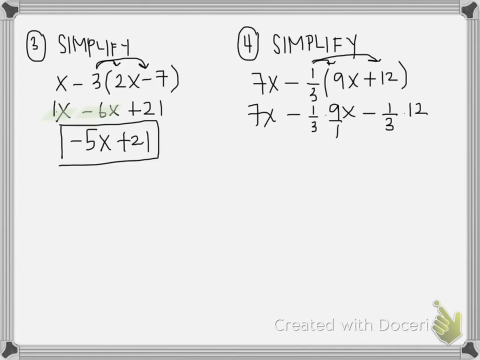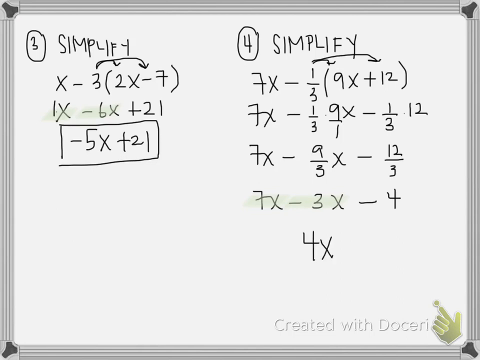So this is 9 over 1. So this will be 7x minus 9 over 3, and then minus 12 over 3. So this is going to simplify to 7x minus 3x minus 4. Combine your like terms, so 7x minus 3x will be 4x.